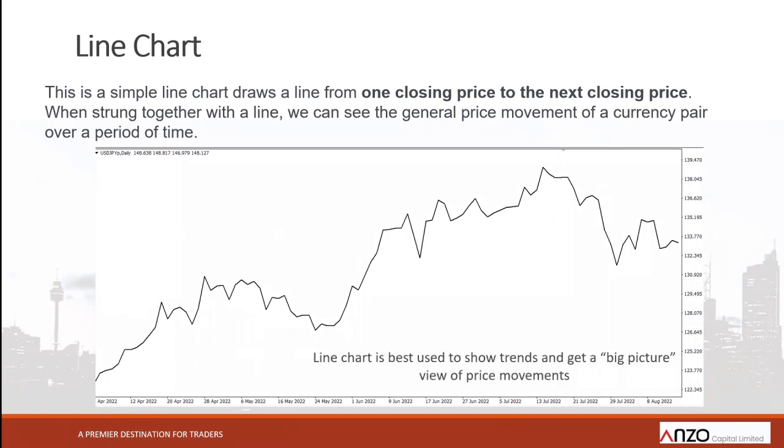Now, the next type of chart can be used to spot the trend and filter out some of the noise. As shown here, it's best used to show the trend or to get the big picture. You don't necessarily need to do it, but it filters out some of the noise in price.